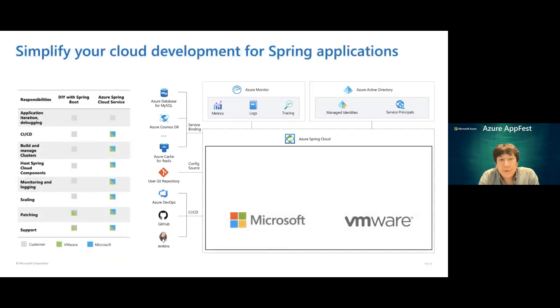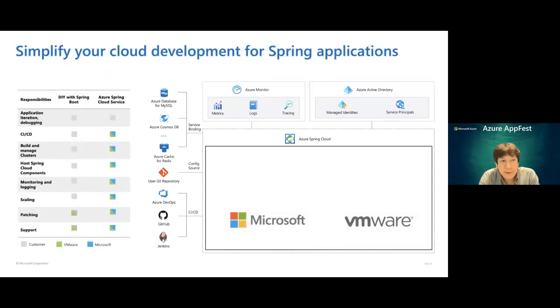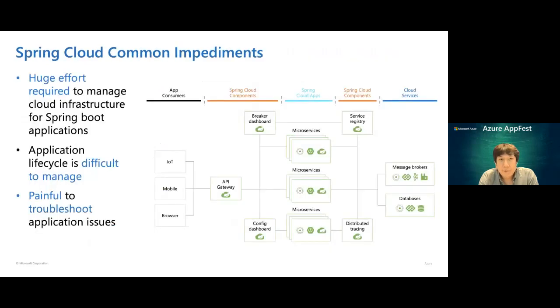We manage all those underlying things for you: patching, support, scaling, monitoring, logging, Spring Cloud components like config server and Eureka registry, and managing the cluster. Those are all done by us, Microsoft and VMware. And of course, you can use your tools like Azure DevOps, GitHub, and Jenkins to deploy on Azure Spring Cloud. I might just skip this, so I'm sure you know by now. Managing those Spring Cloud components is also overhead for the team. Those are things that you have to manage in production by yourself. So that's overhead for the team, basically.